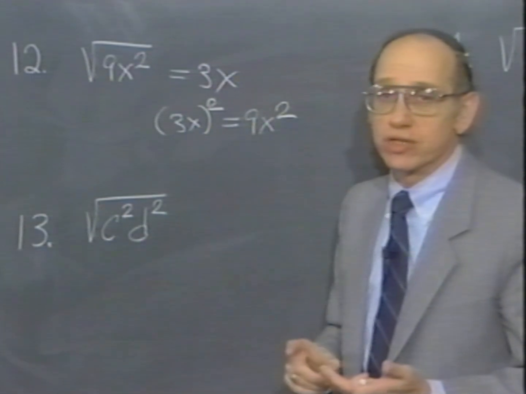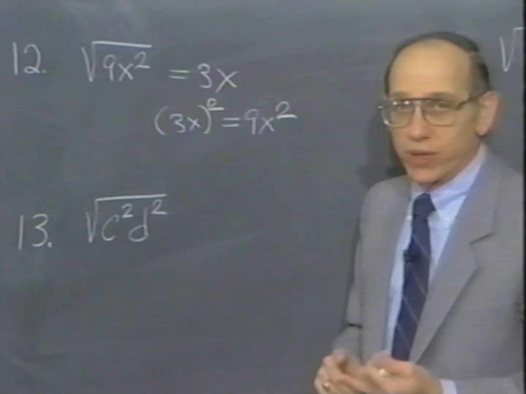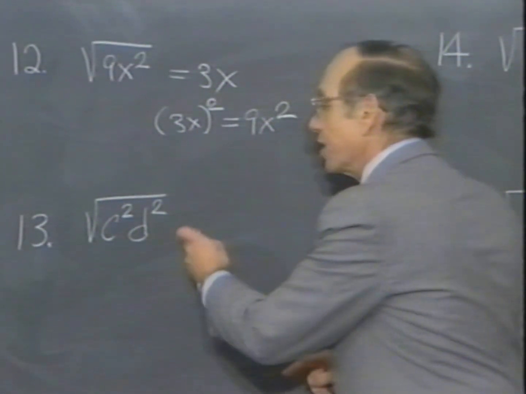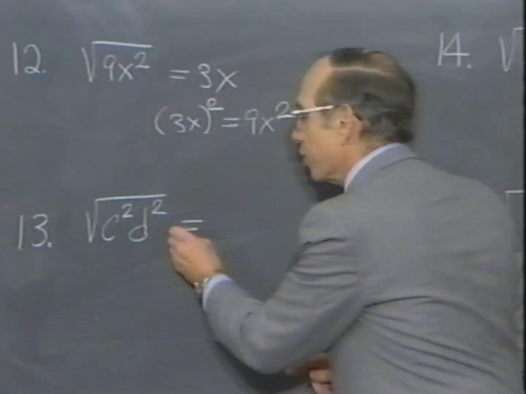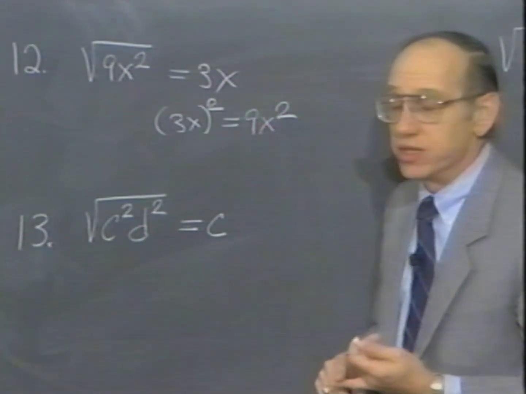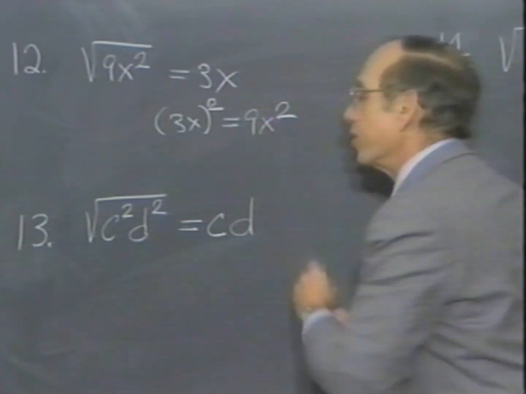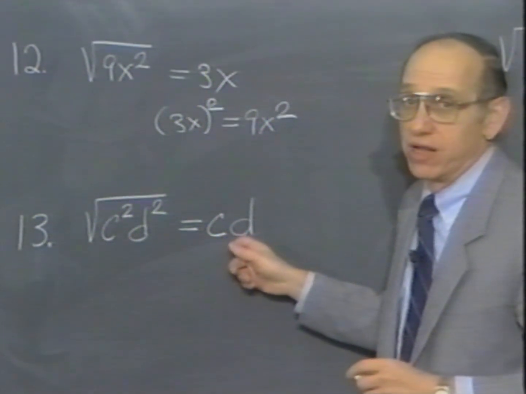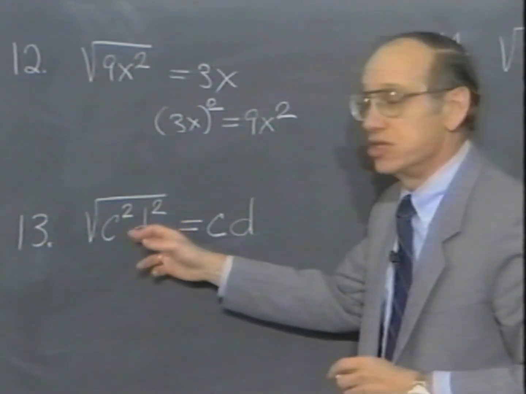And again, ask yourself, what must be multiplied by itself so that the result is c squared d squared? Well, to get c squared, of course, you have to multiply c times c. And to get d squared, you must multiply d times d. So therefore, to get c squared d squared, you must have cd times itself. cd times cd is c squared d squared.